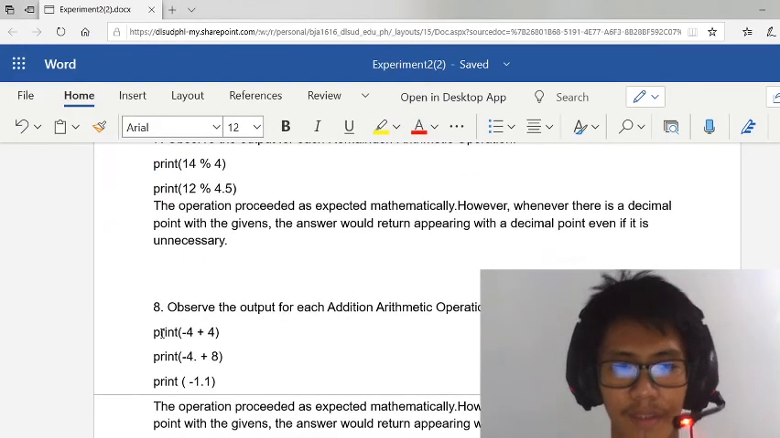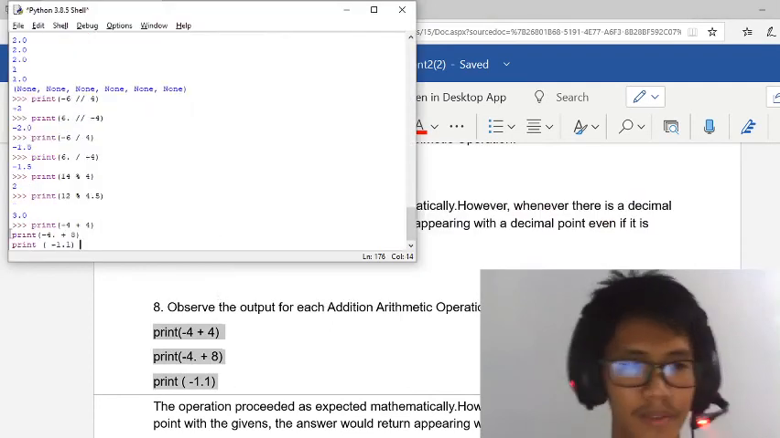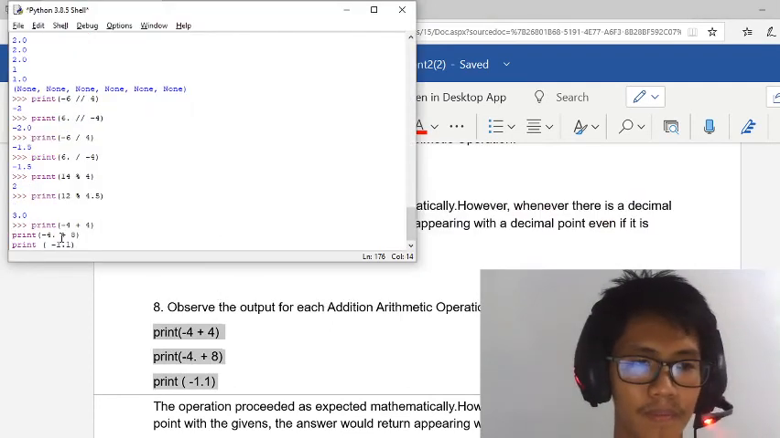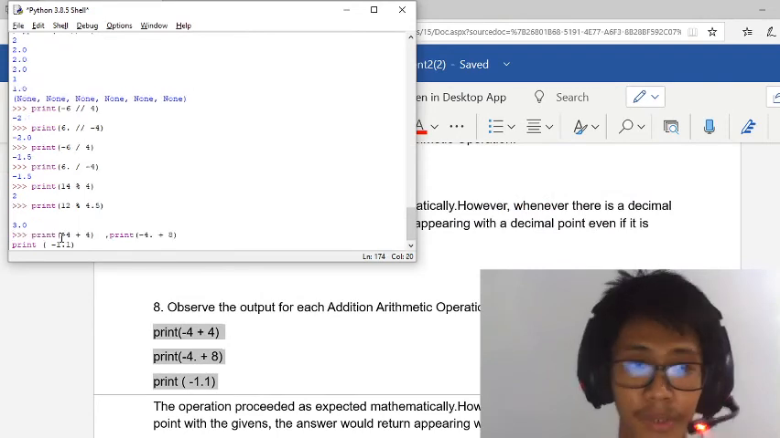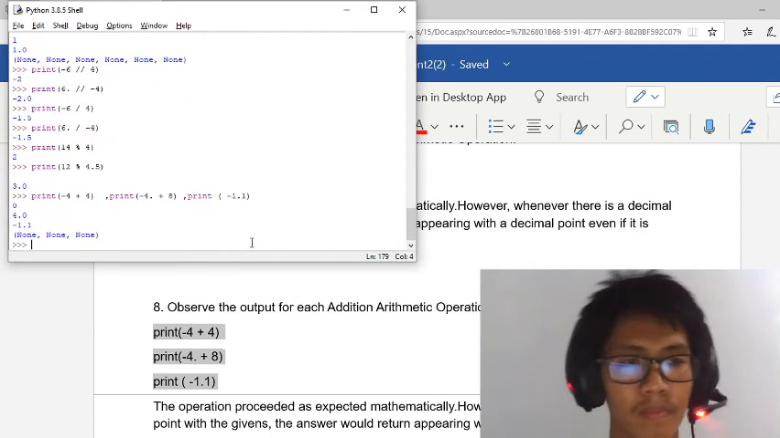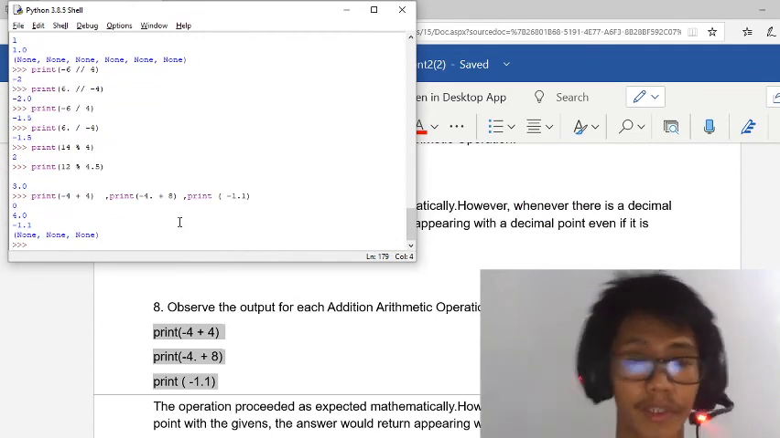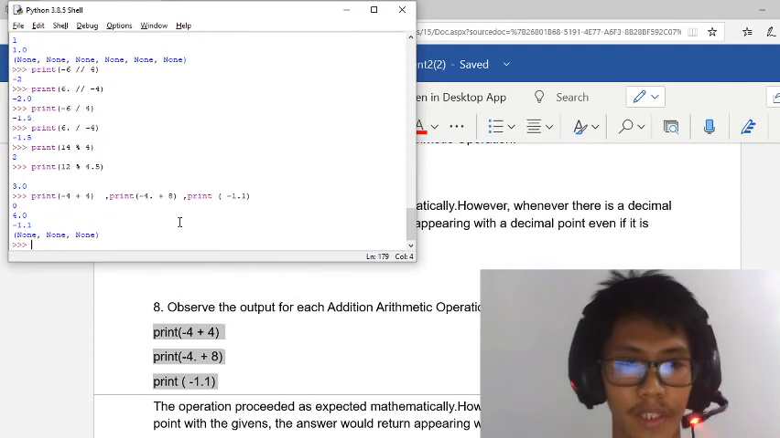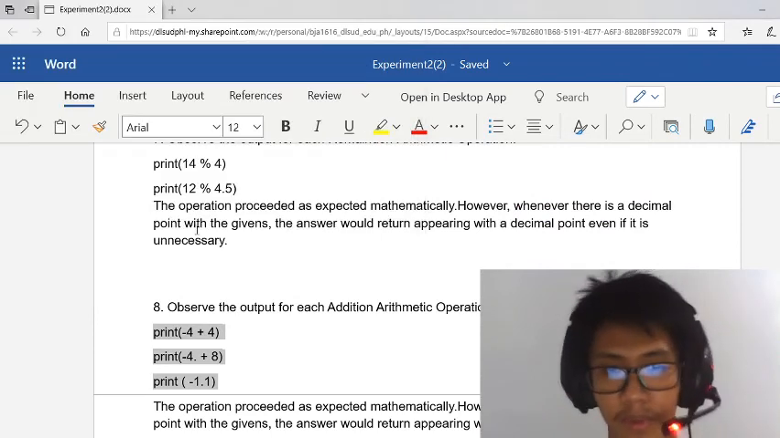How about we add the numbers? So if we add the numbers, of course, it would still display no decimal for the given that has no decimals in it. And yeah, same rule, same rule.